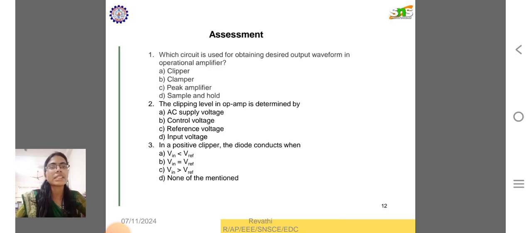Now the assessment. Which circuit is used for obtaining the desired output waveform in an operational amplifier? Clipper, clamper, peak amplifier, or sample and hold. The clipping level in an operational amplifier is determined by AC supply voltage, control voltage, reference voltage, or input voltage. In a positive clipper, the diode conducts when V input is greater than V reference, V input equals V reference, V input is less than V reference, or none of the mentioned.